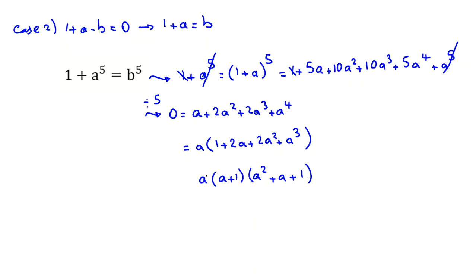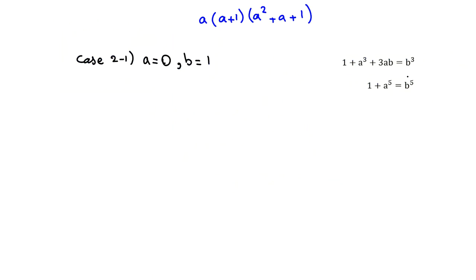Okay, so because the product of them is 0, we have 3 cases. Case 2.1: a equal to 0. So a equal to 0, then because b is a plus 1, b is 1. So if you replace a 0, b 1, it will be okay. Also, a 0, 0 here, b 1, 1, it will be okay. So we found one answer.